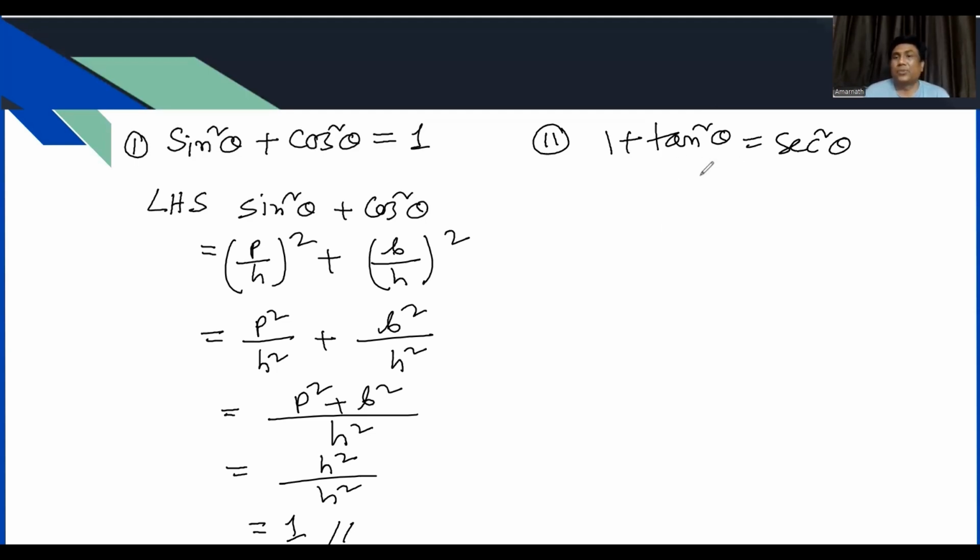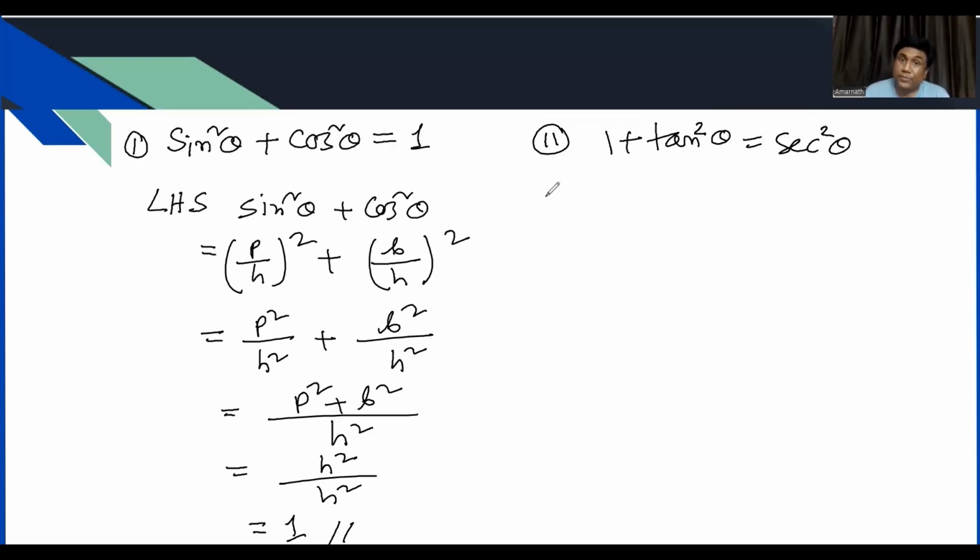So this formula also you should understand. 1 plus tan square theta. My square looks like a bird, okay? So please try to understand. Students complain actually, sir, you don't write square properly. Yeah. 1 plus tan square theta is sec square theta.